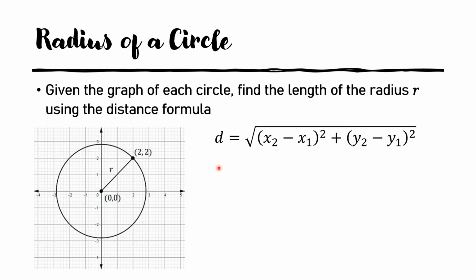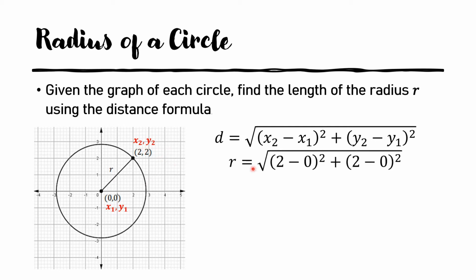If we're going to solve the distance of the radius, we will let the origin, yung (0, 0), as x sub 1 and y sub 1, and let (2, 2) as our x sub 2 and y sub 2. And then we're going to plot it on our formula. So x sub 2 will be 2, x sub 1 will be 0, y sub 2 will be 2, and y sub 1 will be 0. And then simplify, 2 minus 0 is 2, 2 minus 0 is also 2.